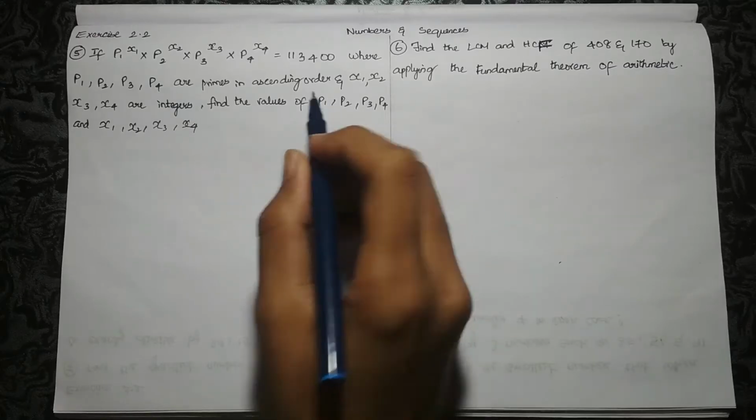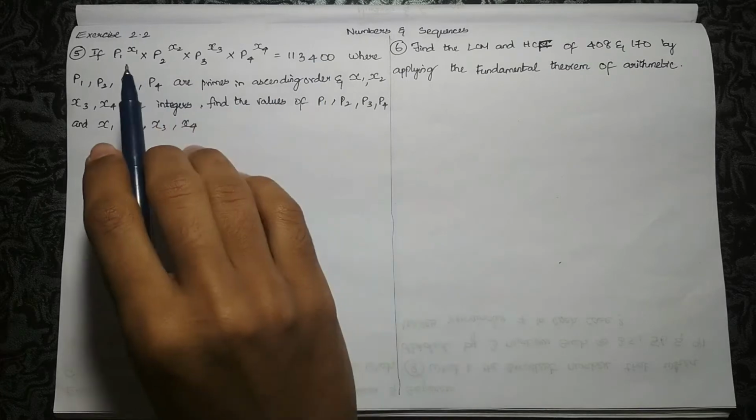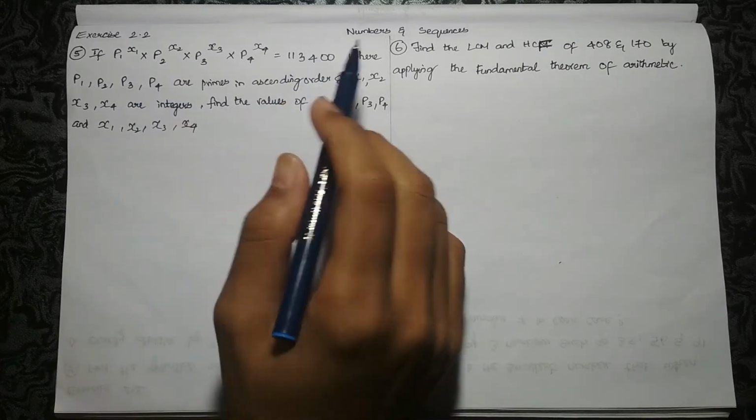In this class, we will see the 5th and 6th problems from exercise 2.2, chapter Numbers and Sequences. So let's go into the video.